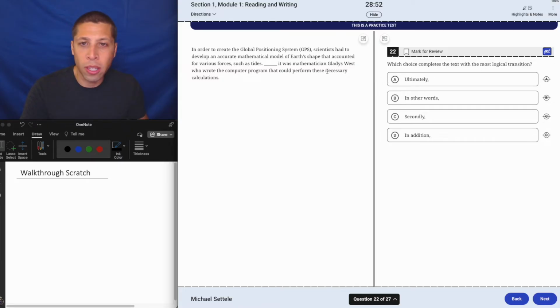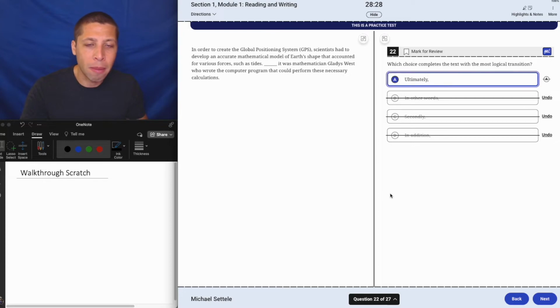Transition questions. We should also do these because these are generally also very quick and easy. In order to create the global positioning system, scientists had to develop an accurate mathematical model of Earth's shape that accounted for various forces, such as tides. It was mathematician Gladys West who wrote the computer program that could perform these necessary calculations. All right. It's not in other words. It's not secondly. It's not a firstly. And it's not an in addition, right? So ultimately means like in the end. So scientists had to, and so ultimately it was this person who did it. Though I don't love that, so I'm going to bookmark it. Maybe I'll come back and double check it.